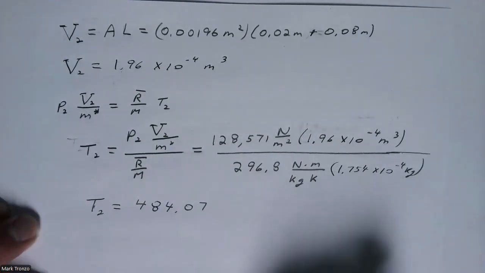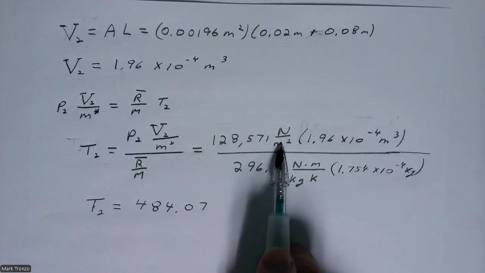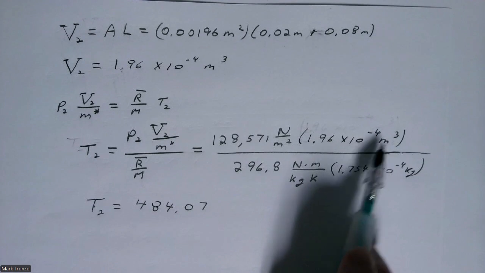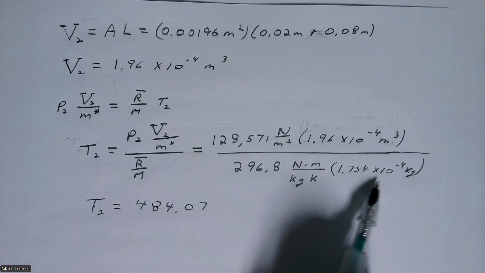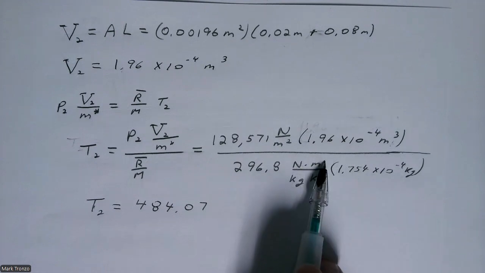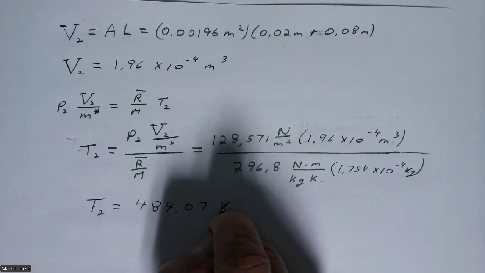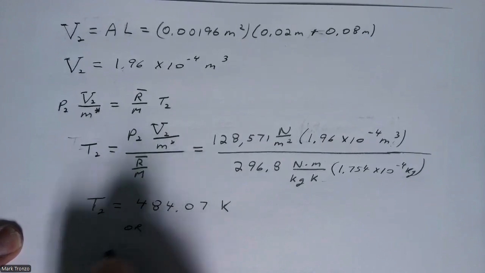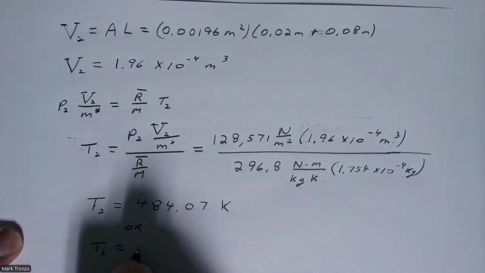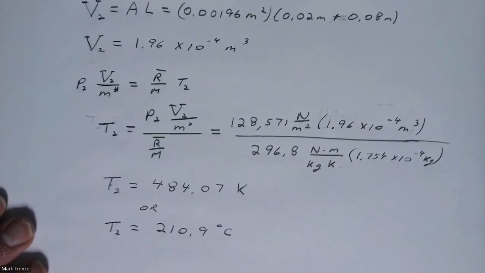484.07. And now again, let's check the units here. The newtons are going to cancel. This is going to cancel, leave us a meter here, but then that'll cancel. And the kilograms are canceled. Then we have 1 over K in the denominator. Then we do the reciprocal. We get this. Then when we subtract 273.15, we end up with 210.9 degrees C like this.